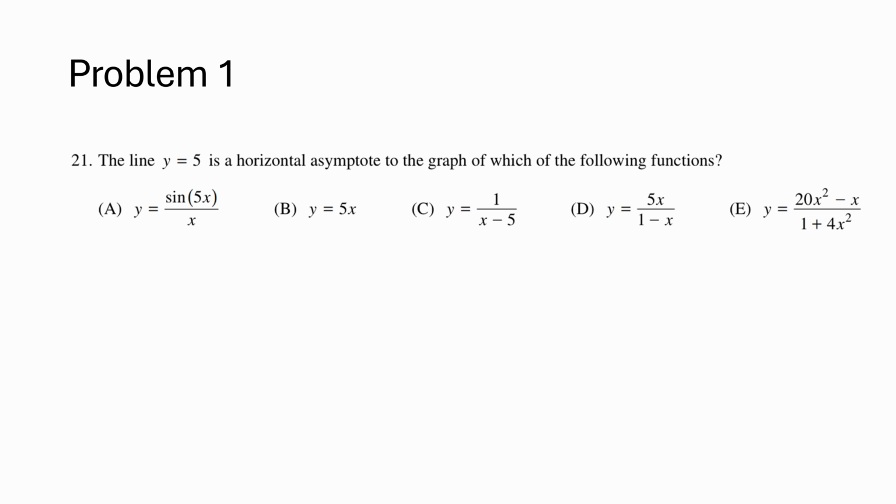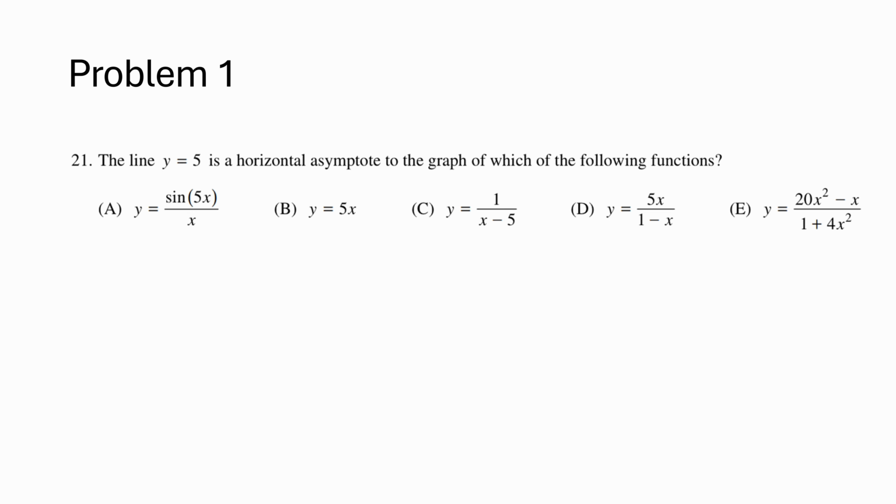Problem 1: The line y equals 5 is a horizontal asymptote to the graph of which of the following functions? A, y equals sine 5x over x. B, y equals 5x. C, y equals 1 over x minus 5. D, y equals 5x over 1 minus x. E, y equals 20x squared minus x, everything over 1 plus 4x squared. Pause this video if necessary and solve this problem.